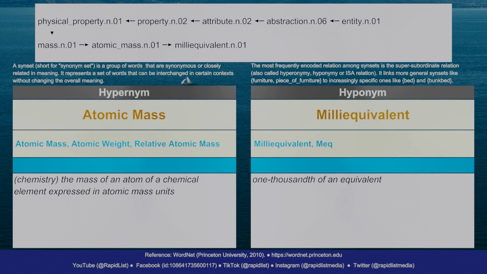Milliequivalent. 1/1000th of an equivalent.